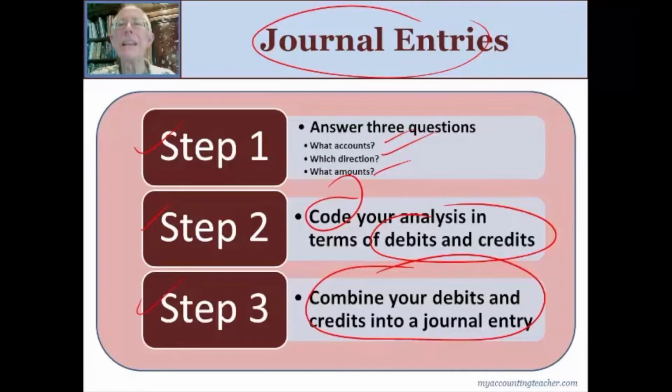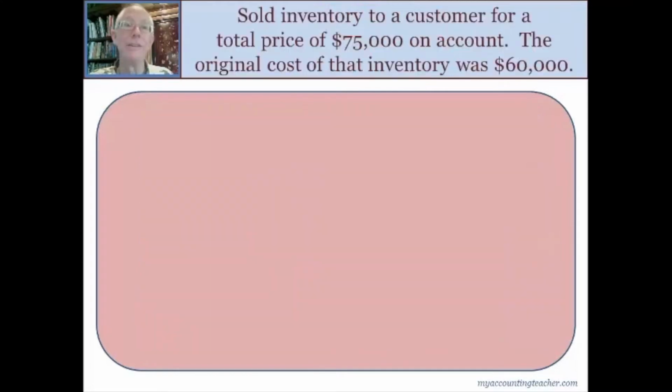You think you got that? Okay, let's try one more. Scary. Take a look at that. We sold inventory to a customer for a total price of $75,000, but on account means they didn't pay us now. They promised to pay us later. We're going to record it, but we didn't get any cash. The inventory that we gave them cost us $60,000.